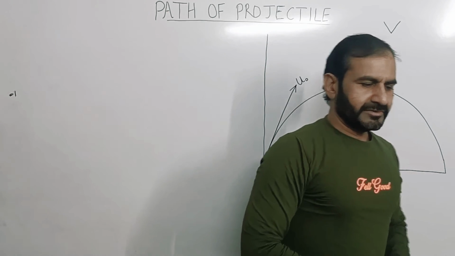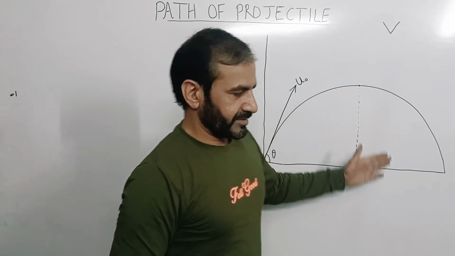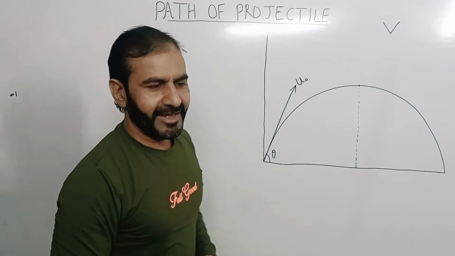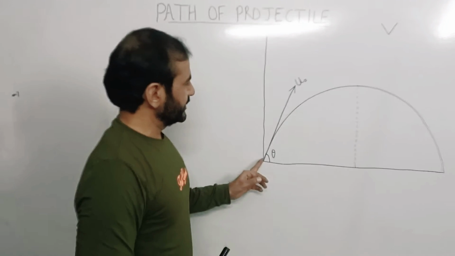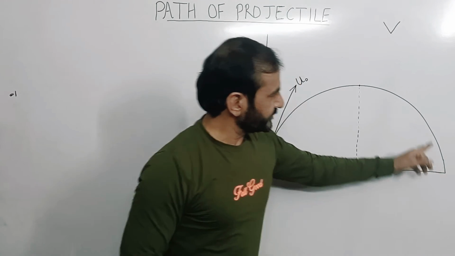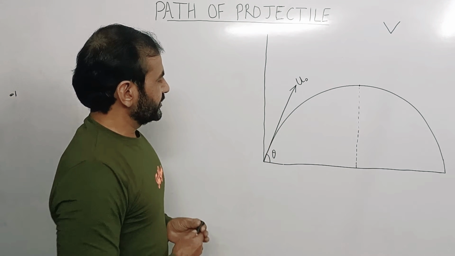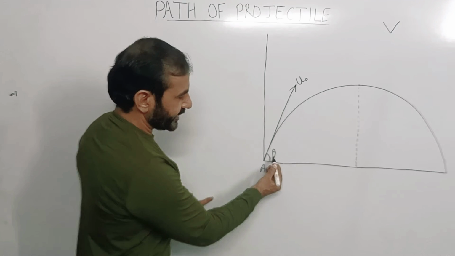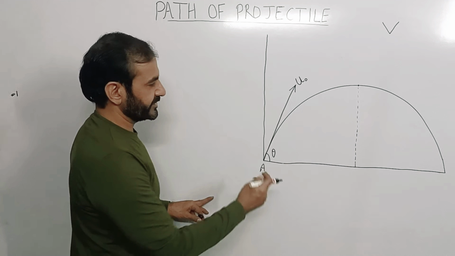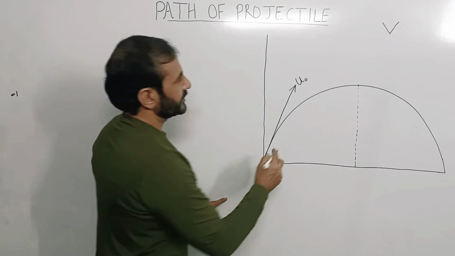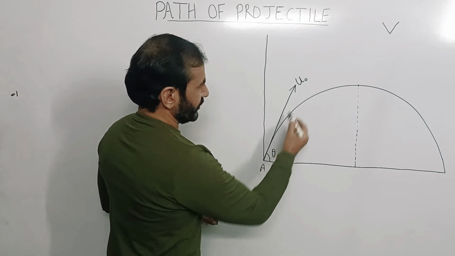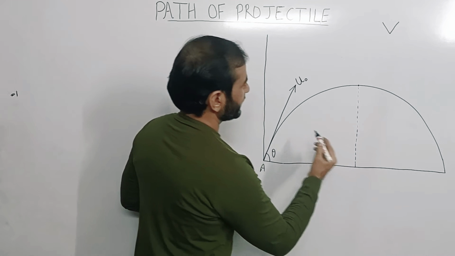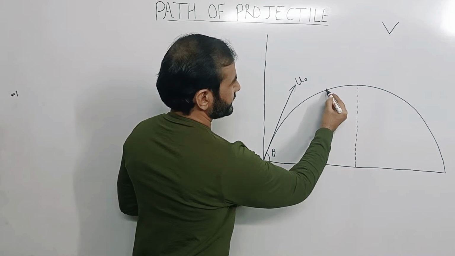We have to show that its path is parabolic, or to prove that its path is parabolic, or we will have an equation for its path. This is its path. Let body is thrown from point A. Here I am taking angle with horizontal, but in definition angle should be with vertical. Body is thrown with velocity u0 from A at an angle theta with horizontal. After t time, suppose it reaches here at P.